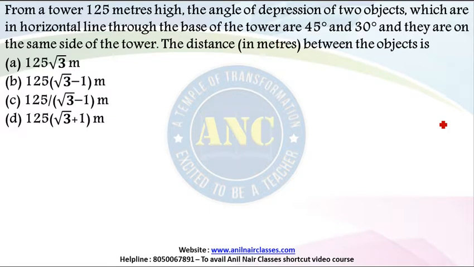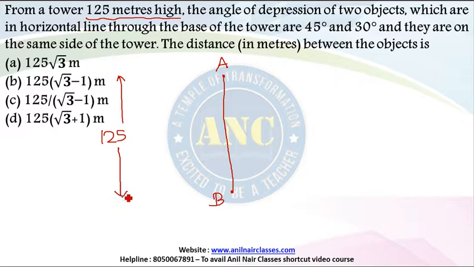Question number 30. Same logic. Once you understand the methodology to be implemented, you can solve these questions very easily. Question number 30. From a tower 125 meters high, I will name that tower as tower AB, right? This is according to the question, 125 meters high.